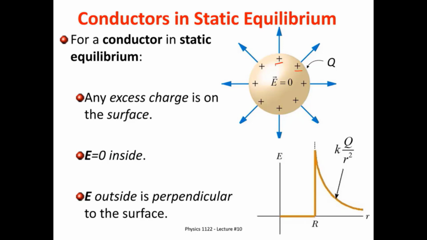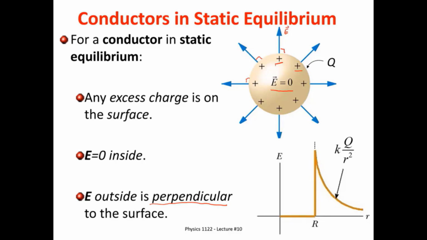A second property of conductors that we've been introduced to is that, again, for a conductor in static equilibrium, the electric field will be zero inside. And then a third is that the electric field outside the conductor is going to be perpendicular to the surface at every point. And so here the electric field emanates away from the conductor because there's excess positive charge on its surface, and at every point the electric field makes an angle of 90 degrees with the surface.